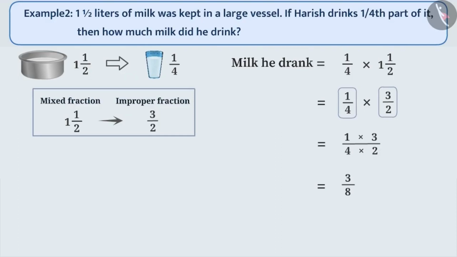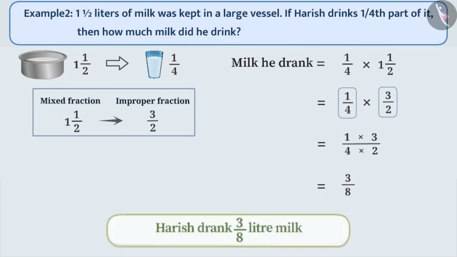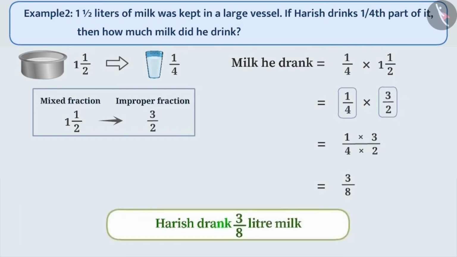So, numerators 1 into 3 is equal to 3 and denominators 4 into 2 is equal to 8. 1/4 into 3 by 2 is equal to 3 by 8. Hence, we can say that Harish drank 3/8 of a liter of milk.